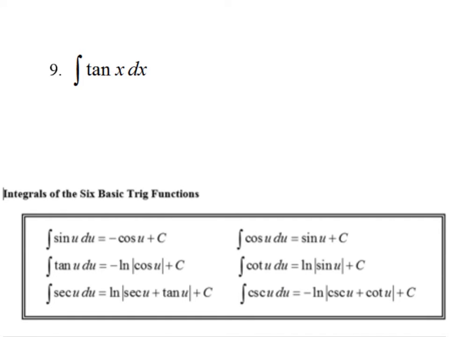So here's another one. Once again, this is the integral of tangent. So if we look down there, tangent x, we'll see that very easily. This is negative natural log, absolute value of cosine x plus c.